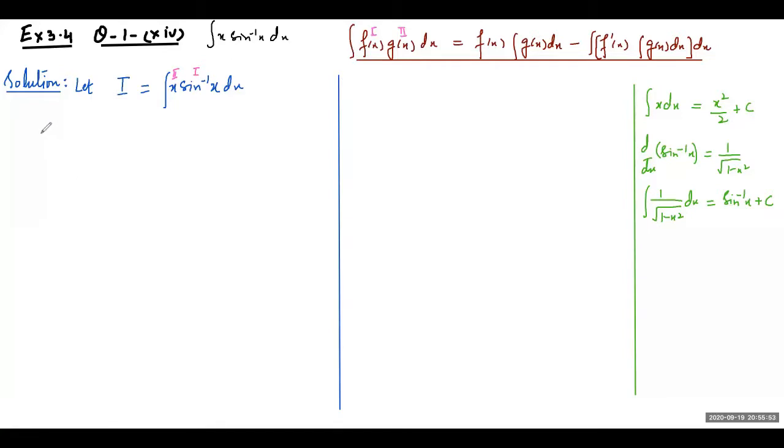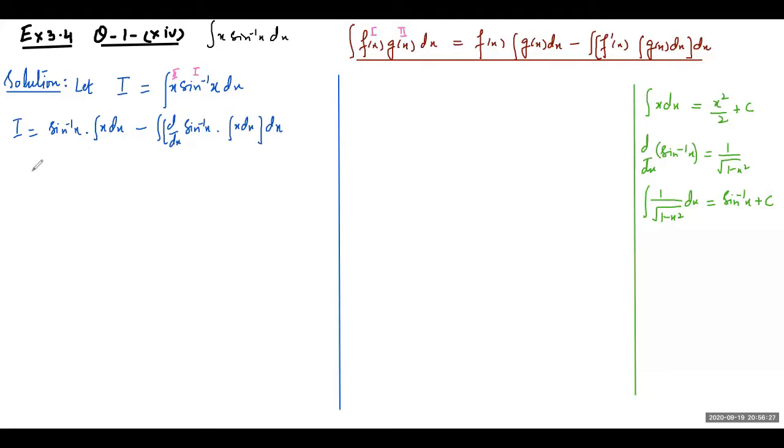We get, first function constant, that is sine inverse x as it is, integral of second function, minus integral of derivative of first function, that is d by dx of sine inverse x, into the same integral x dx, bracket close, and we have a dx.